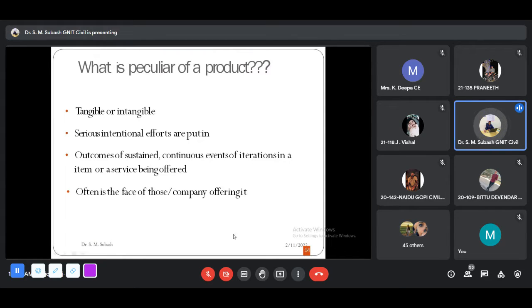Then you can develop this product, go to the companies, and tell them this is my product, you try this. They will take it and offer some amount to you as a commitment.